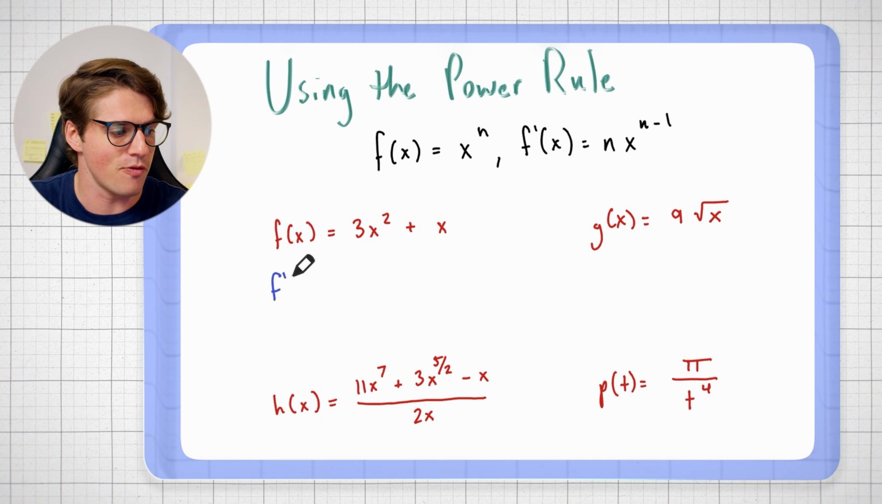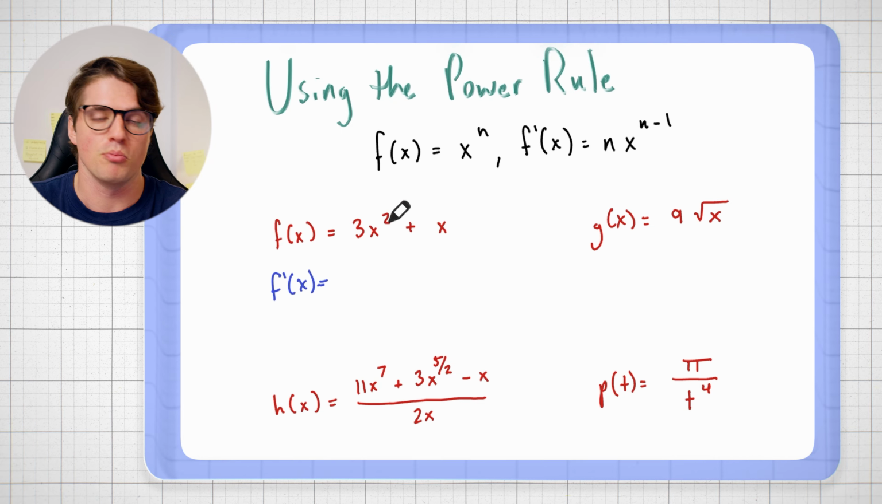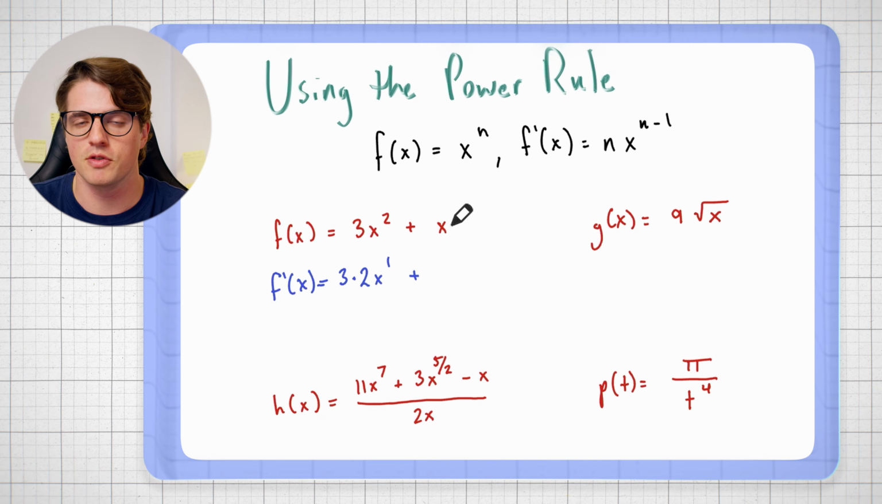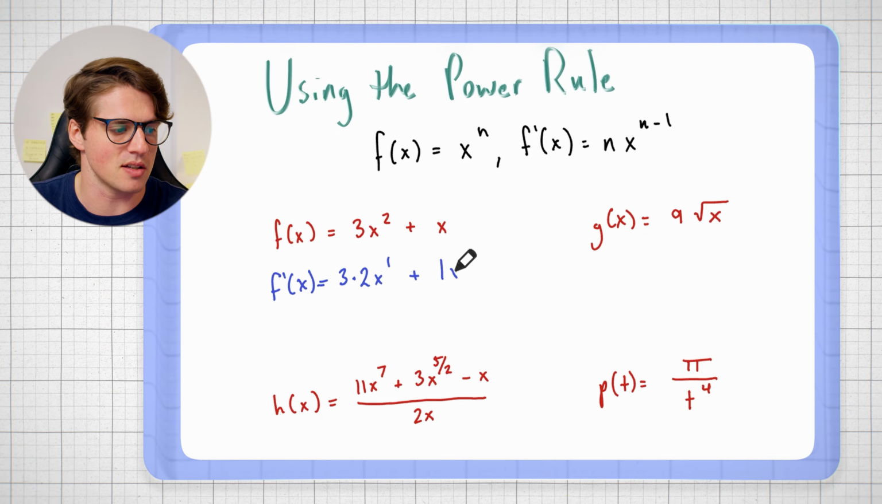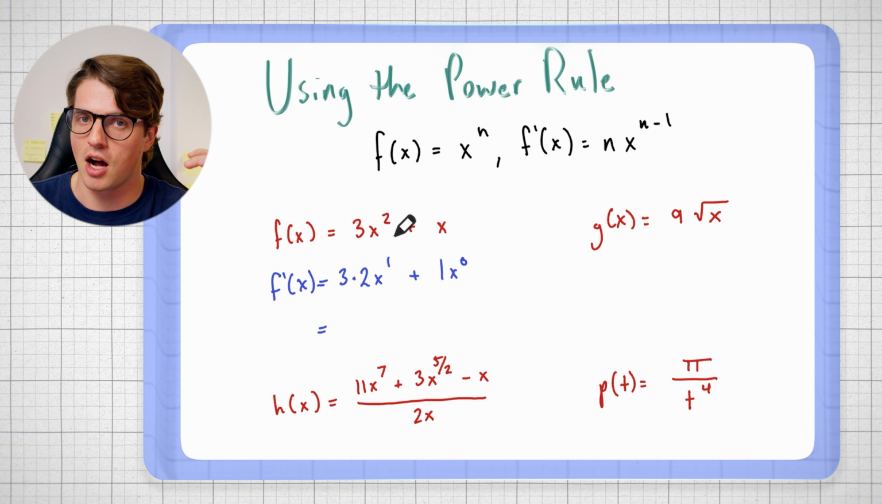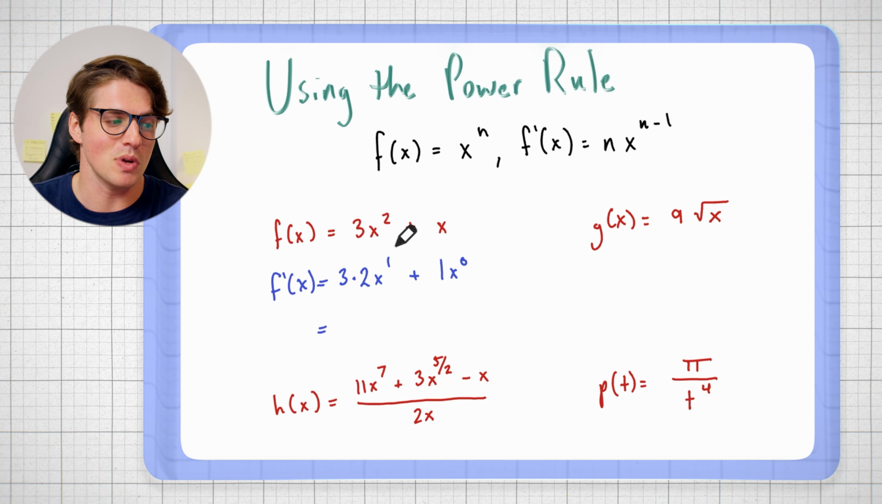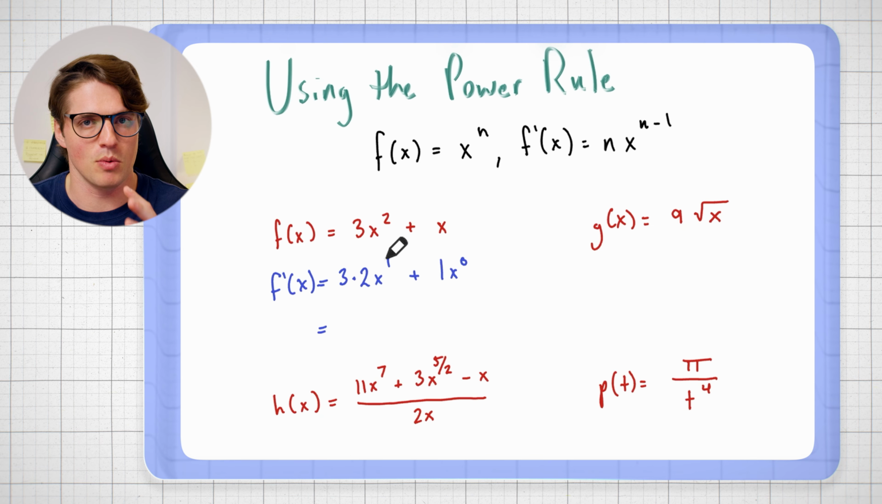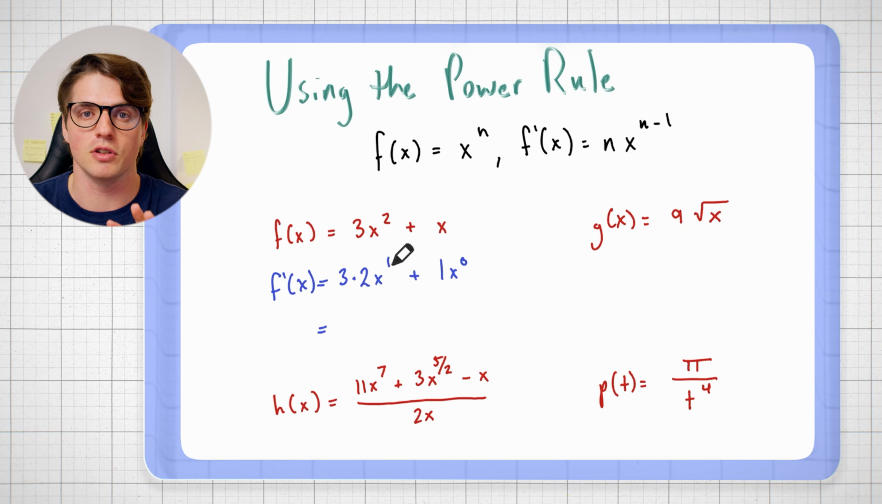So f prime of x, bring down the 2 from x squared, is 3 times 2x to the 1 plus the derivative of just x, we bring down the 1, and then it's x to the 0. Okay, now that 3 in front, like a limit, we have that limit property where we can bring the constant out of the limit. We can do the same thing here with the derivative. If we're multiplying by a constant, we don't really need to think about that when we're taking the derivative. We just leave it alone.